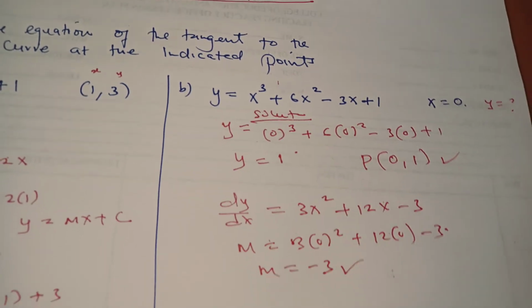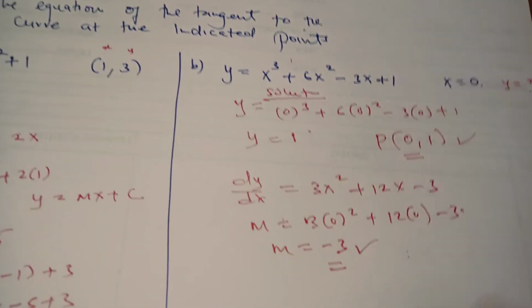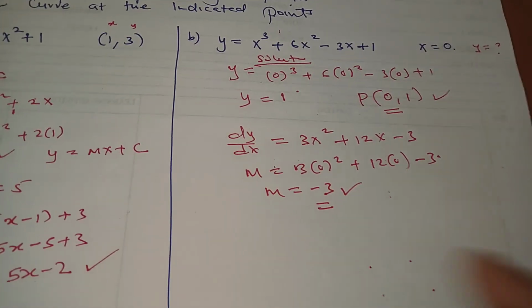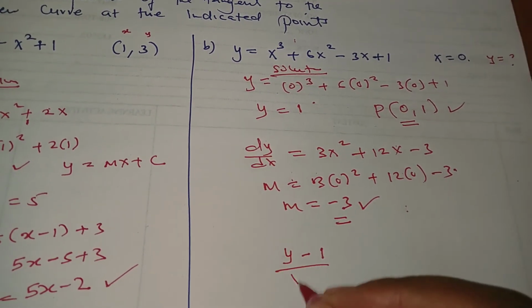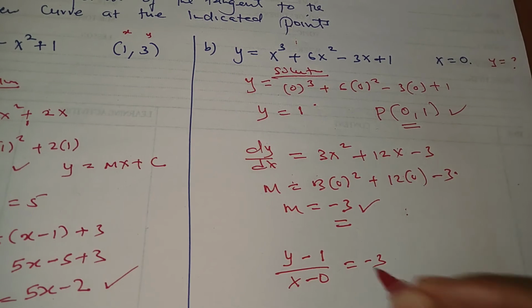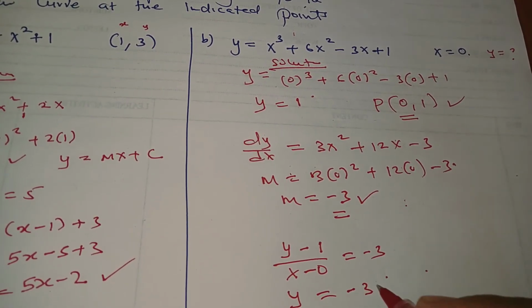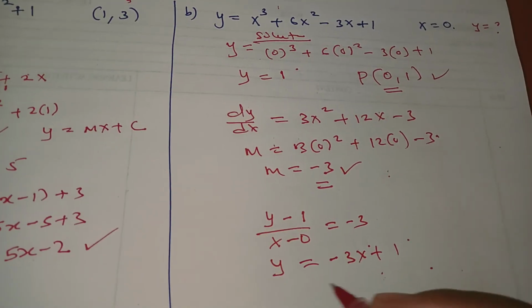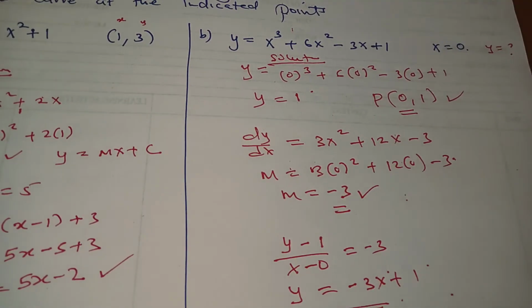So that's the gradient. Okay, so we have the gradient and a point, so getting the equation to match this form here is not going to be difficult. So we have y minus 1 over x minus 0 is equal to negative 3. So y is equals to minus 3x plus 1. All right, so that's the simplest way of writing that equation of the tangent to the curve.